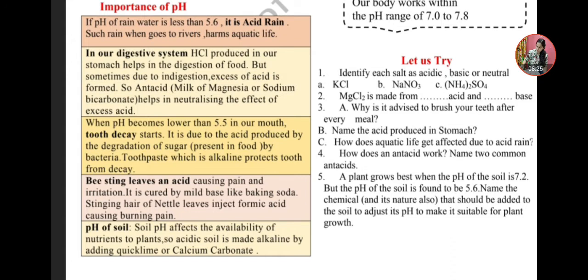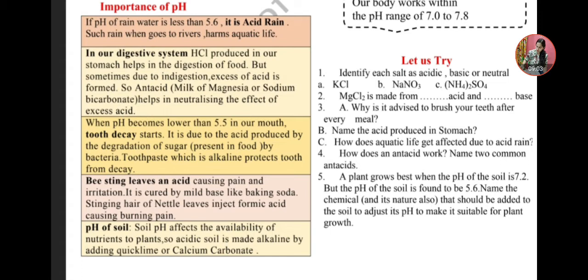Why is it advised to brush your teeth after every meal? Students, on your left hand side there is a colorful box which tells us about the importance of the pH. Here you can see the third one, the yellow box. When the pH of our mouth becomes less than 5.5, the degradation of sugar starts. So it is advised to brush your teeth to make our teeth neutral. It means to reduce acidity.